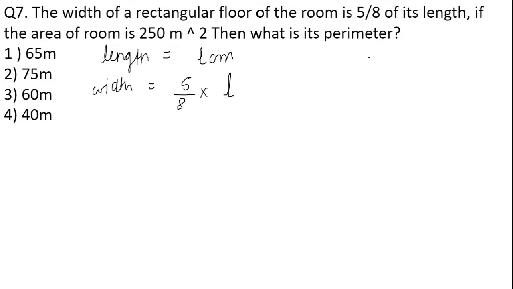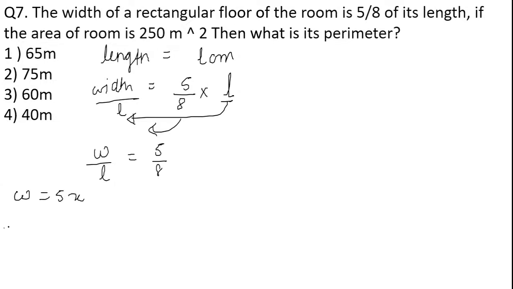Can I rewrite this as width upon length as 5 by 8? Simply I have taken this to one side, and this will go in the denominator. So, W upon L is equal to 5 by 8. This is the value that we have got. So, can I take width equal to 5x and length equal to 8x? Yes. Now we have the width and the length, and we know the area of the room.